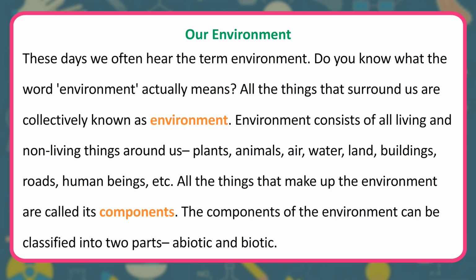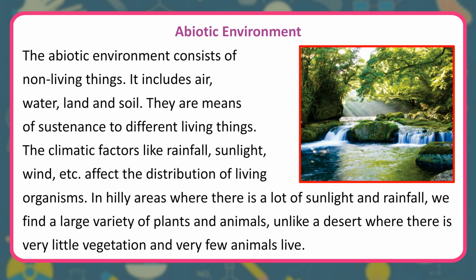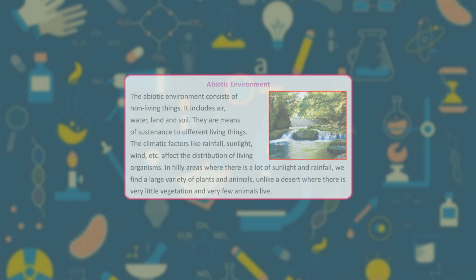The components of the environment can be classified into two parts: abiotic and biotic. Abiotic environment. The abiotic environment consists of non-living things. It includes air, water, land and soil. They are means of sustenance to different living things. The climatic factors like rainfall, sunlight, wind, etc. affect the distribution of living organisms. In hilly areas where there is a lot of sunlight and rainfall, we find a large variety of plants and animals, unlike a desert where there is very little vegetation and very few animals live.